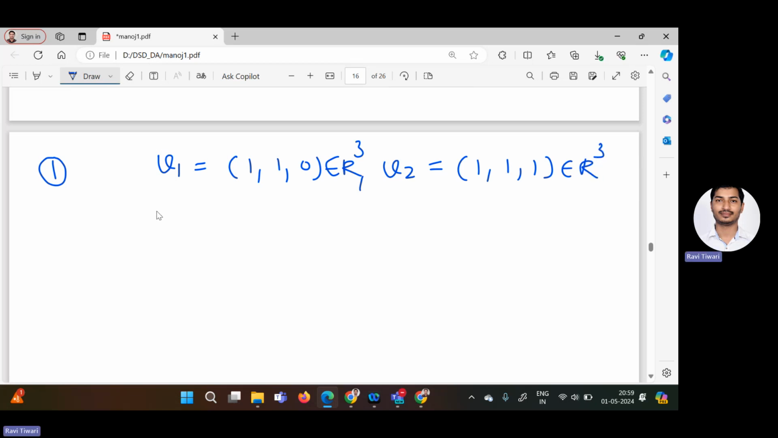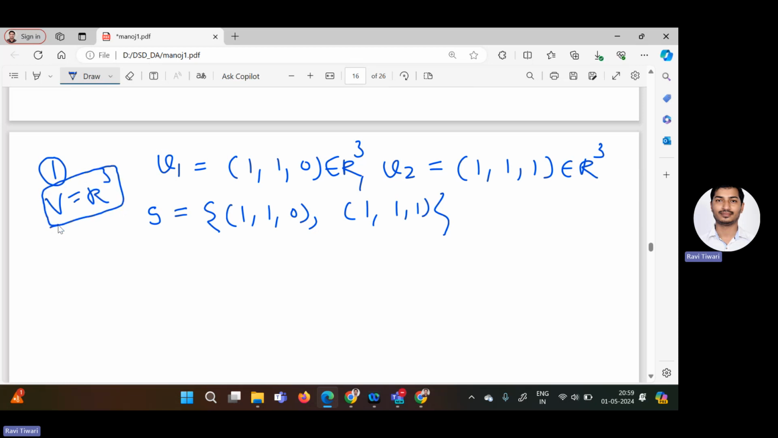And we are choosing a subspace S, where S is spanned by these two vectors, (1, 1, 0) and (1, 1, 1). So S is a subspace of R cube. Here we have taken the vector space V equal to R cube, the set of all Euclidean three-dimensional space. In S we have two vectors, (1, 1, 0) and (1, 1, 1). We have to find a basis for S complement. S complement means we have to find the orthogonal complement. So how do we find this S complement?